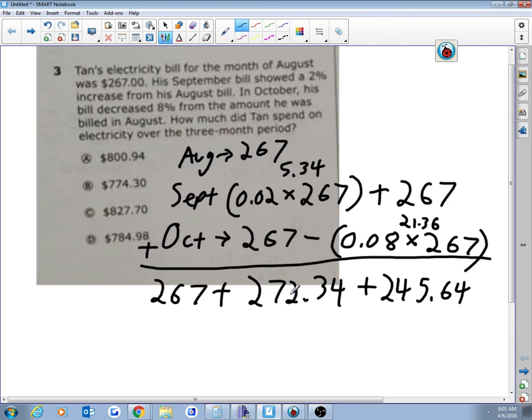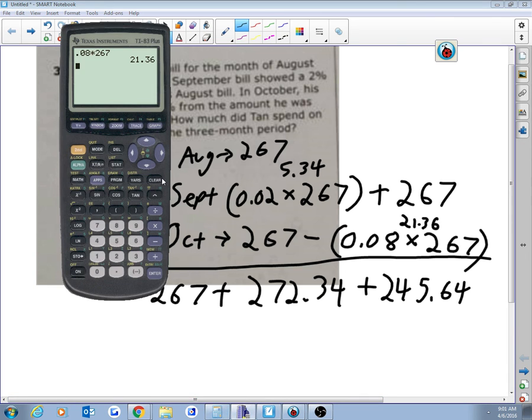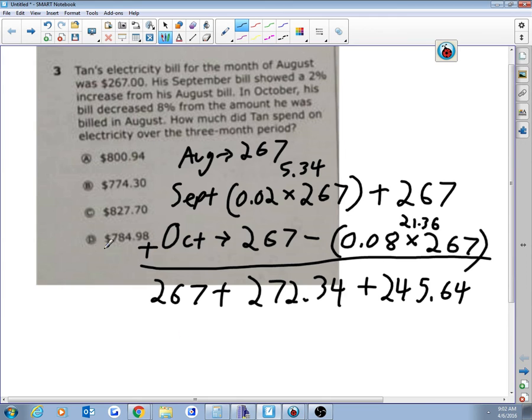So it increased by 2%, and then it decreased by 8%. And when we add all these up, let's see, we've got 267 plus 272.34 plus 245.64, and that gives us 784.98. That's our grand total for the 3 months. 784.98. There we go.